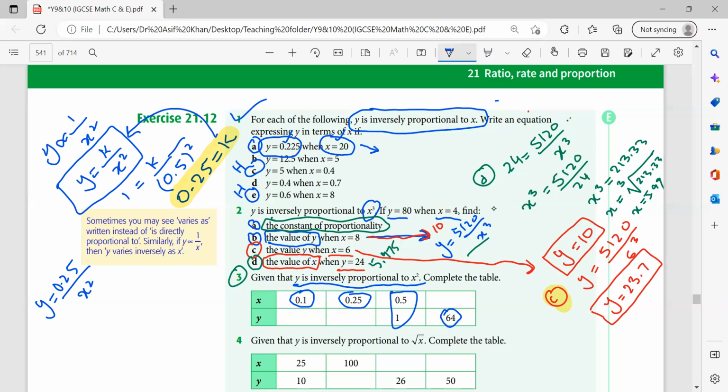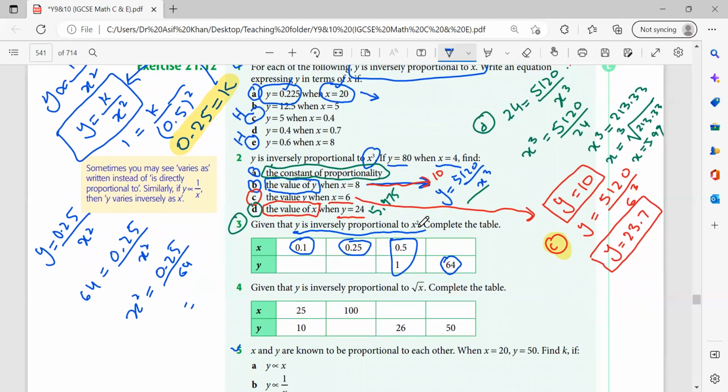I will solve the third part. In place of y, we will write 64 is equal to 0.25 over x square. x square cross multiplies with it. x square is equal to 0.25 over 64. First divide this, 0.25 divided by 64. Yes, what will it be? Sir, it's 1 over 256.